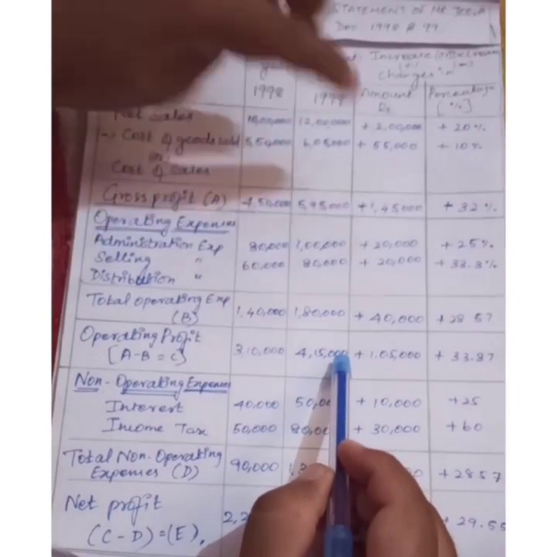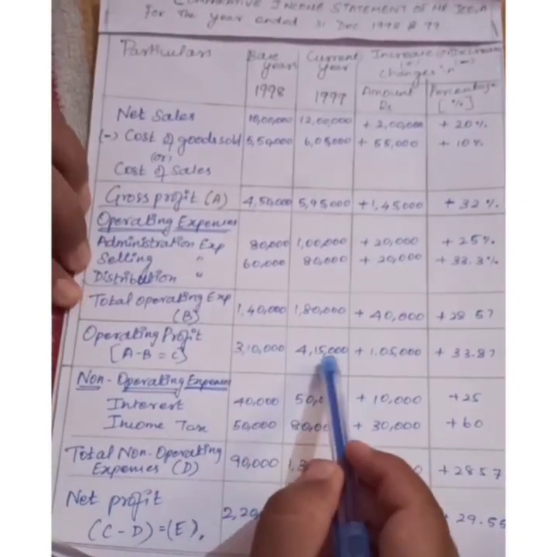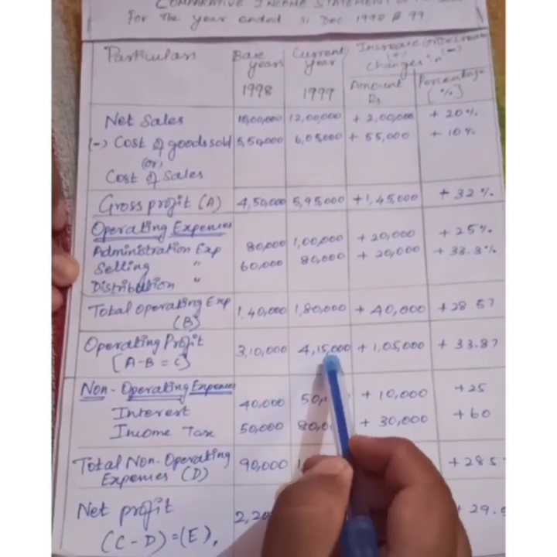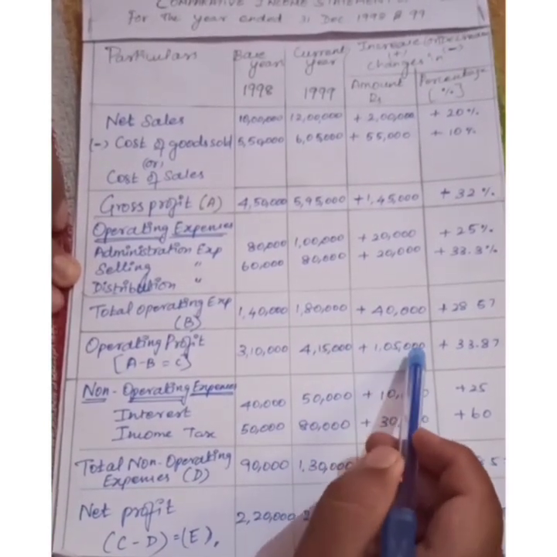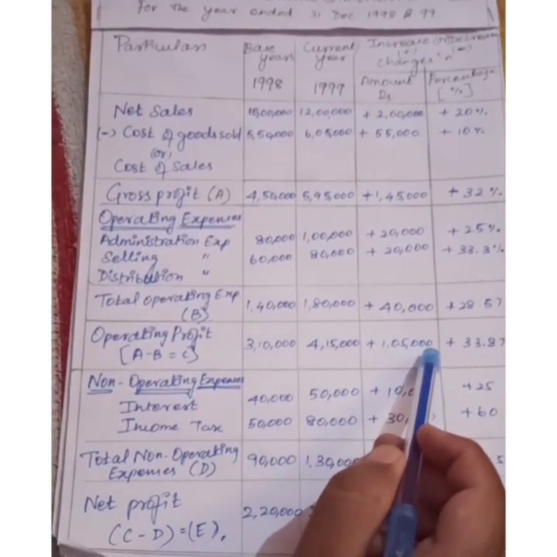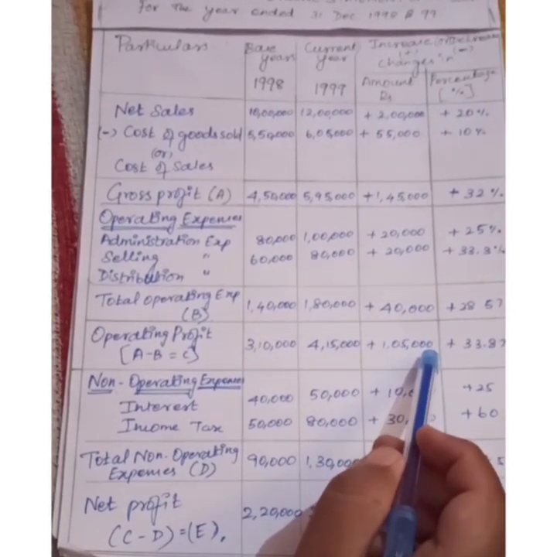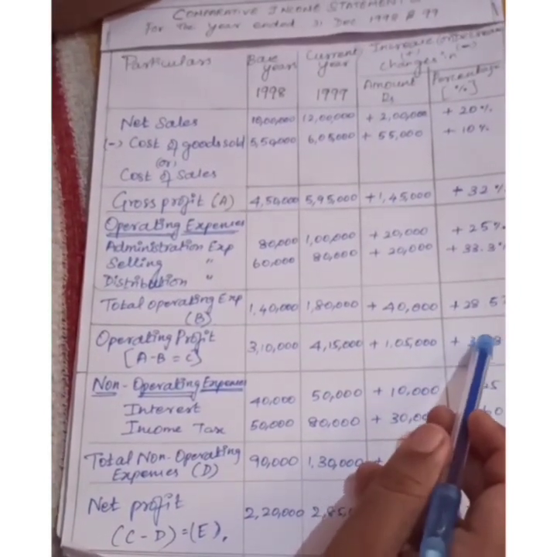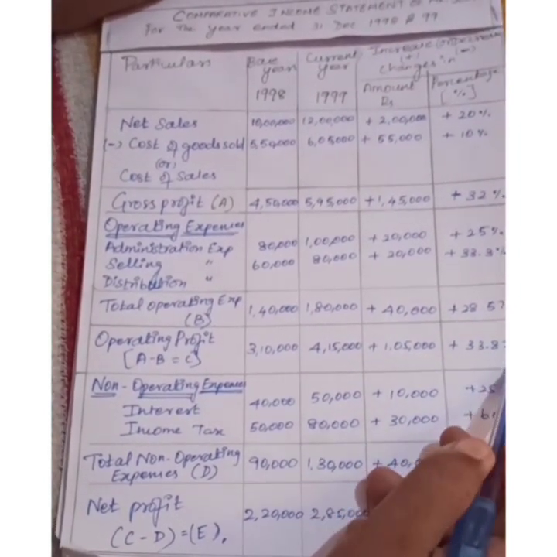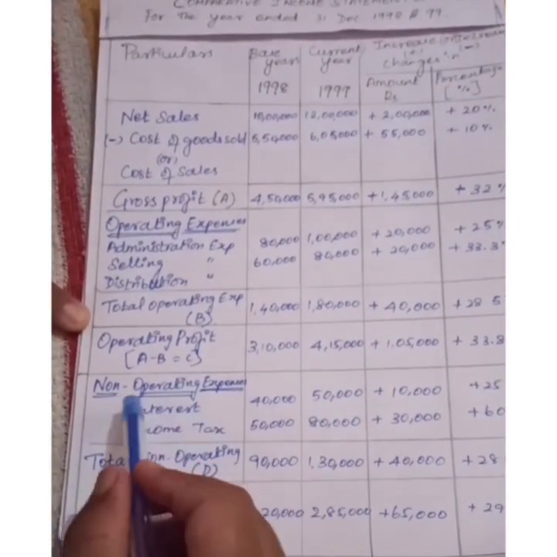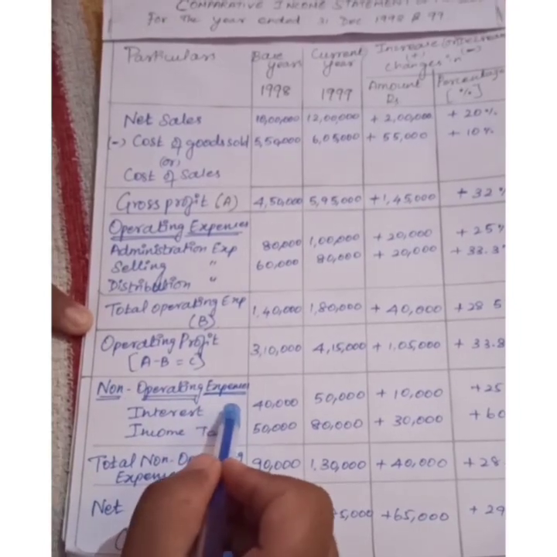Now don't subtract, you just look at the difference here. 3,10,000 to 4,15,000, the difference increases by plus 1,05,000. In the same way, using the formula, the percentage is plus 33.87 percentage here. And next I'm going to non-operating expenses.